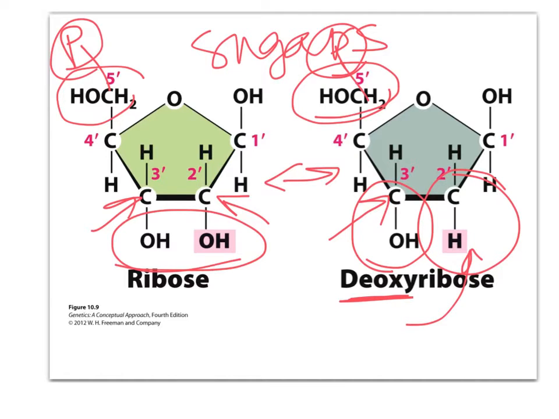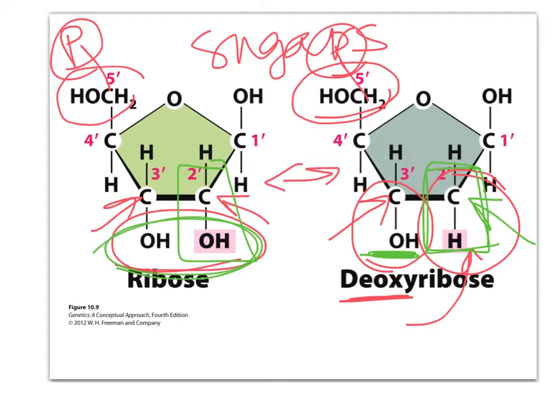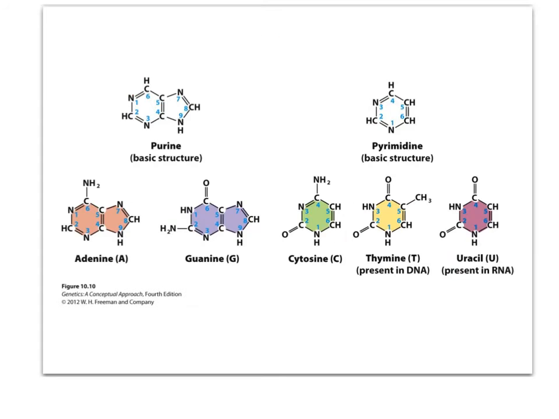So when you're looking at pictures of nucleotides to determine if they're DNA or RNA, make sure you're looking at the 2' carbon and not the 3'. So don't just say, oh, look, an oxygen, it has to be ribose. You have to look at the 2'. Okay? So ribose has 2 hydroxyls, deoxyribose only has 1.